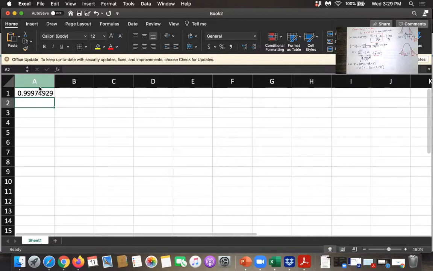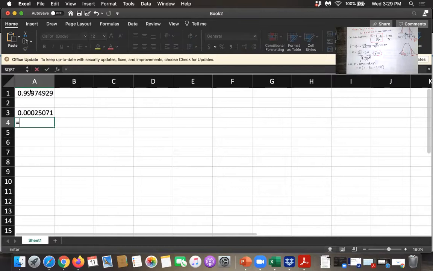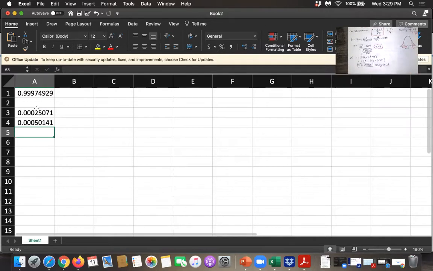We actually want the area to the right of that, so we'll take 1 minus that answer to get the area to the right, and then we want to double it. So I want 2 times that answer that I just found. So I get a p-value of approximately 0.0005 using Excel. So that's one way of doing it.